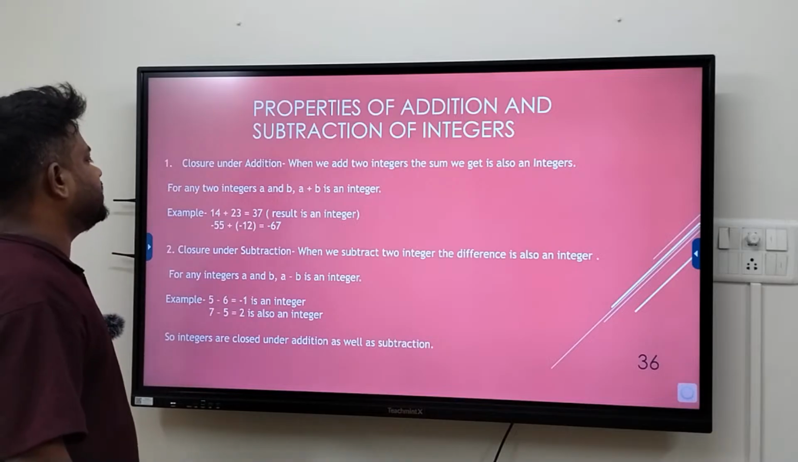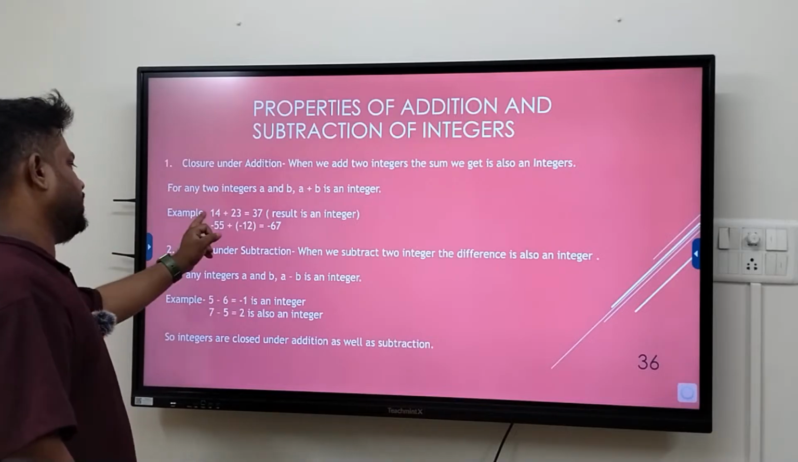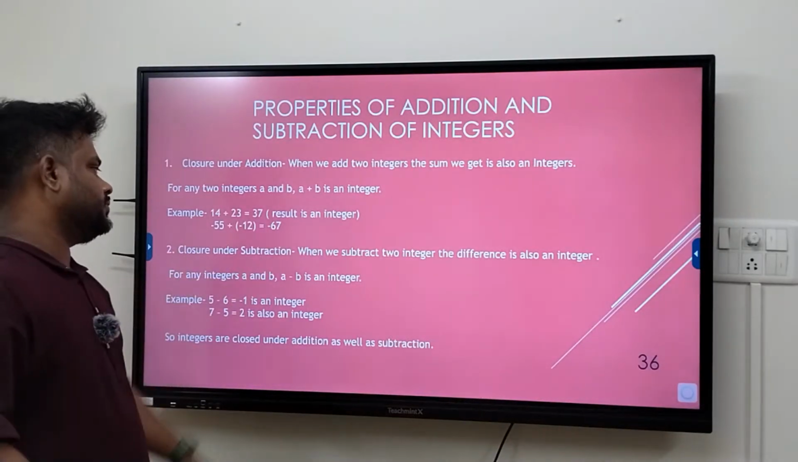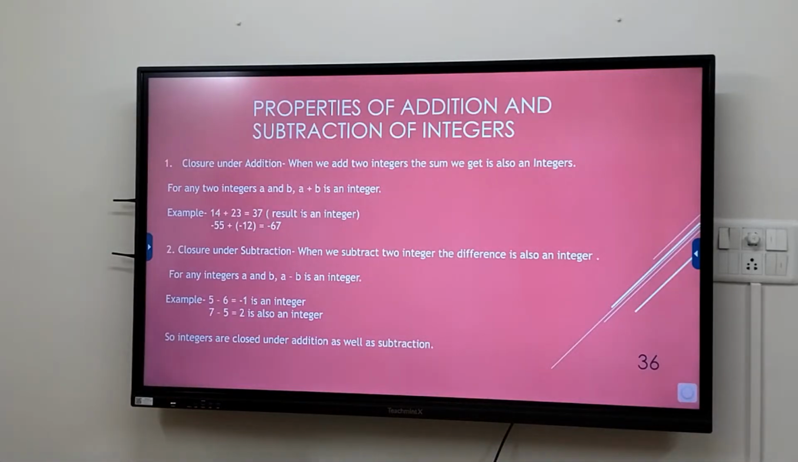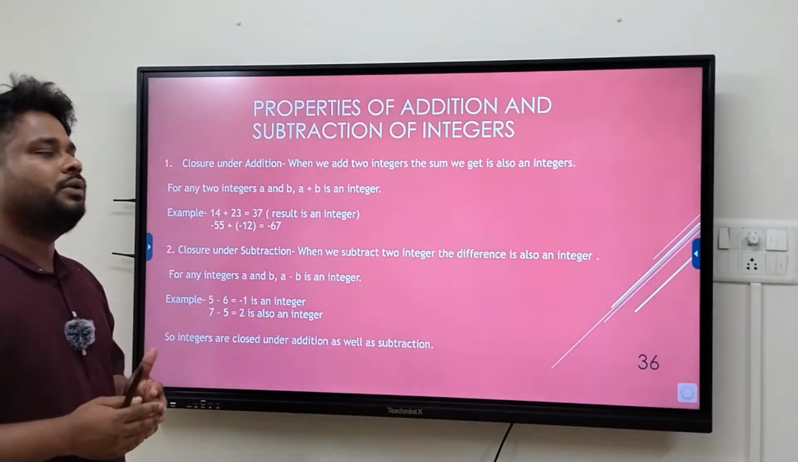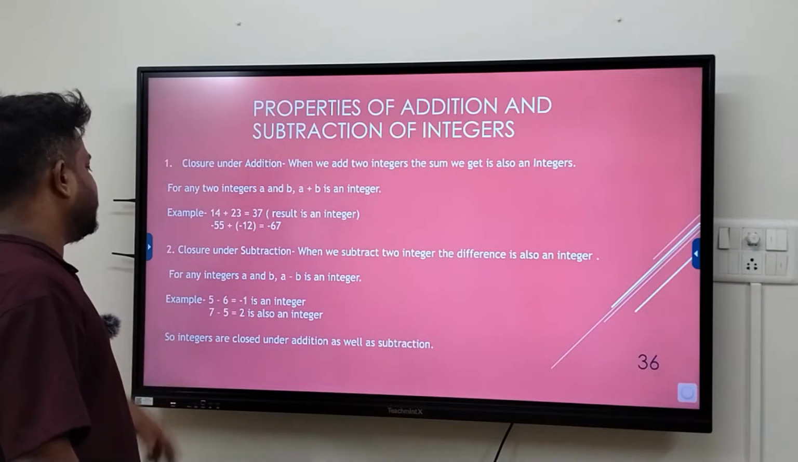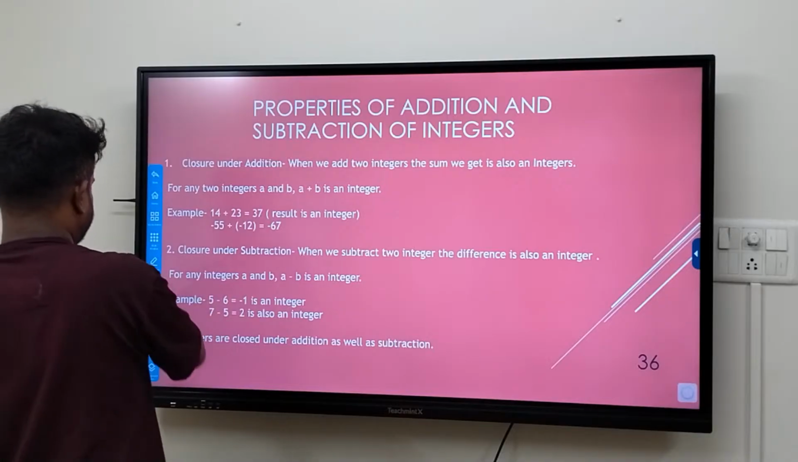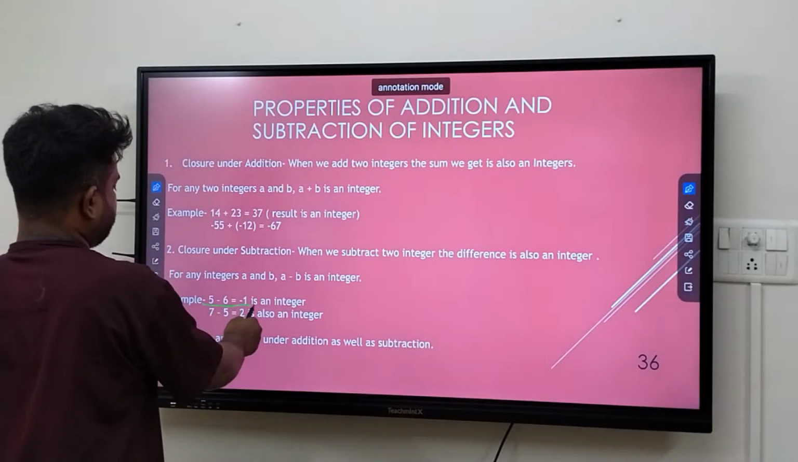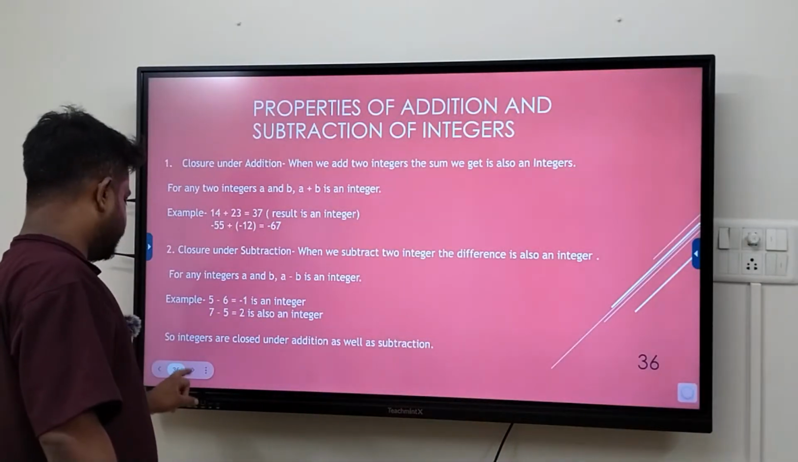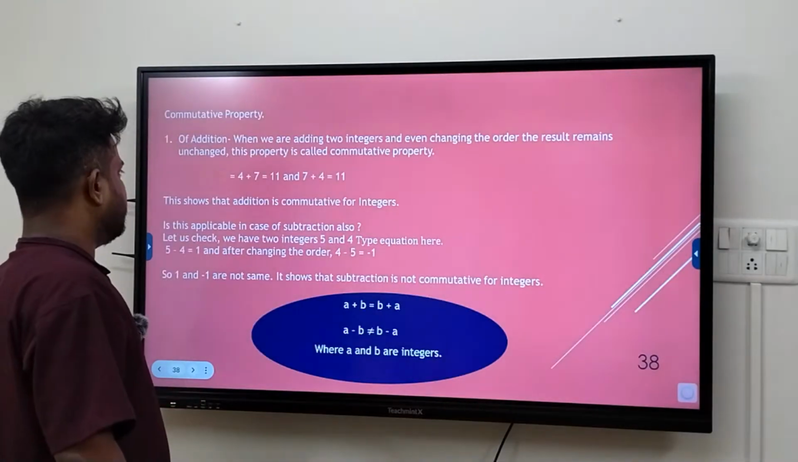So for any two integers a and b, a plus b is an integer, for example this one. Does this property also hold for negative numbers? Yes, this also holds for negative numbers. Now closure under subtraction: when we subtract two integers, the difference is also an integer. Yes, so this also holds for subtraction as well. For any integers a and b, a minus b is also an integer. Now we will try to see more, like multiplication and more.